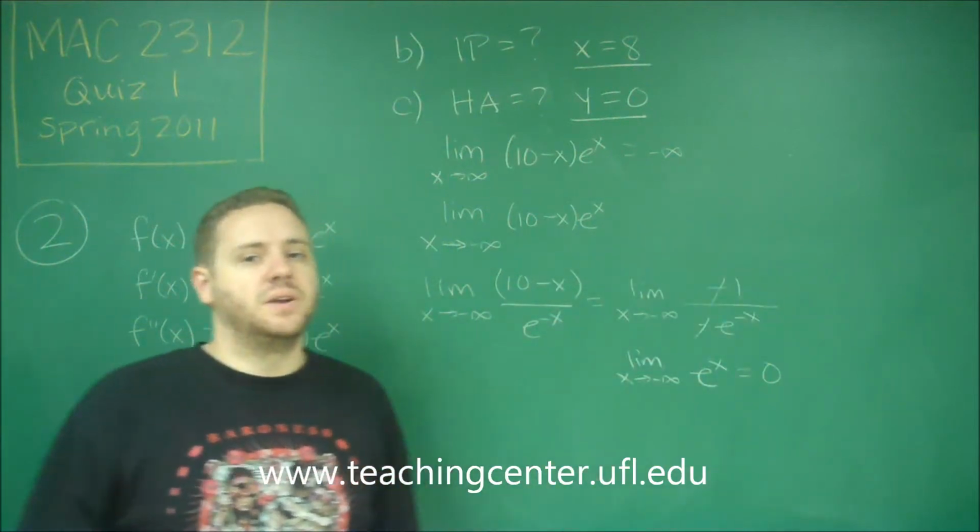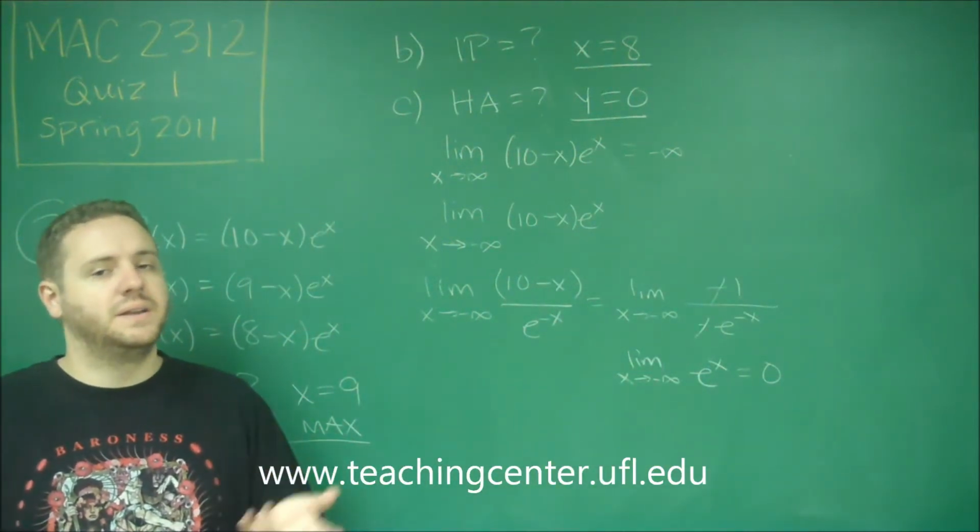This one gave us an infinity or negative infinity. That just means the graph kept going up or going down. It never had a horizontal asymptote.